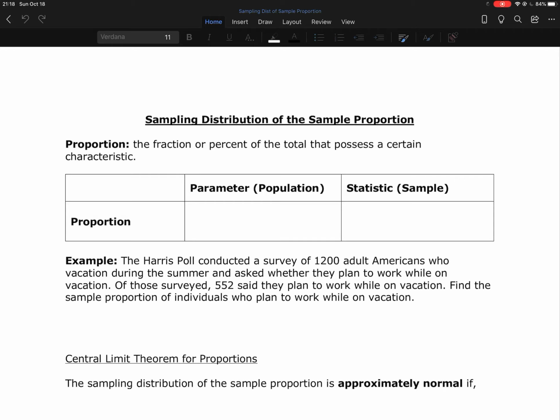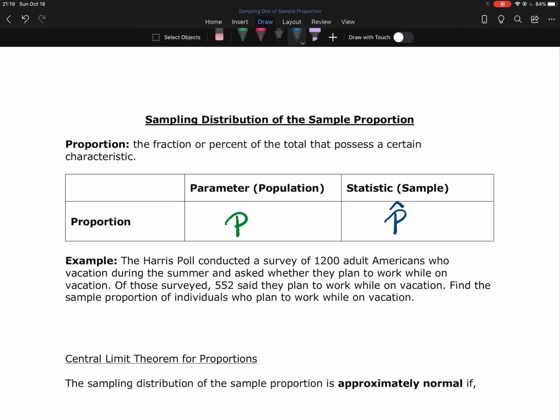eyes. So when we're talking about proportions, the symbols that we're going to use for the population proportion is a lowercase p, and the symbol that we're going to use for the sample proportion is a lowercase p with a little hat on top of it. So I know these look incredibly similar, and I'm sorry about that. I did not decide what the symbols were going to be for these.